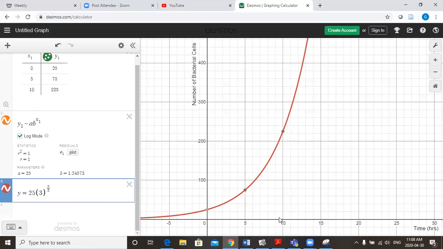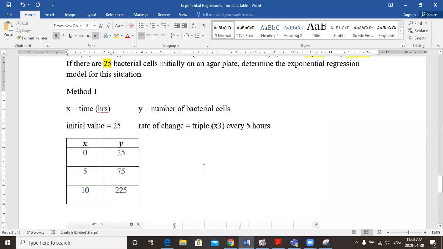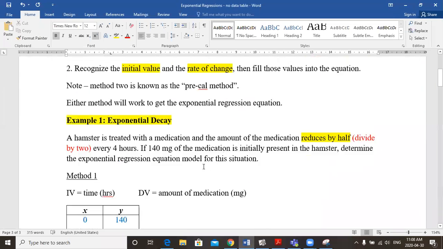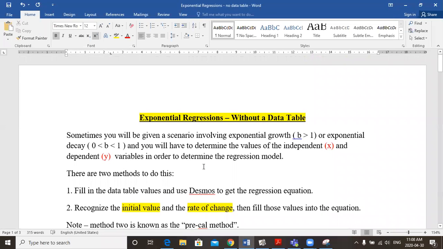So I wish you the best of luck working through this. So you've got these notes filled in, and you can work on the textbook homework today. There will be an exponential regression model concept check tomorrow. So check for that on the Microsoft Teams, and good luck working through this topic.